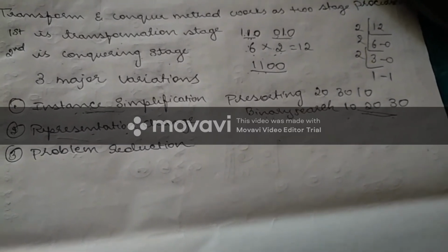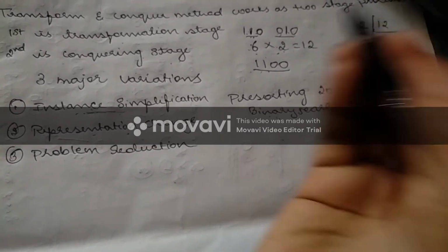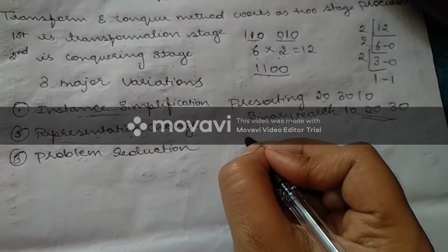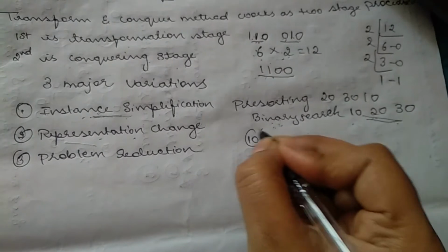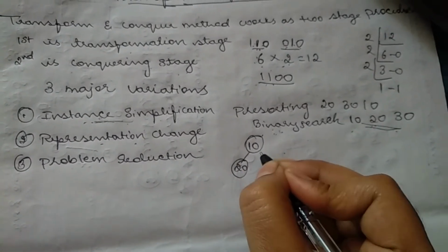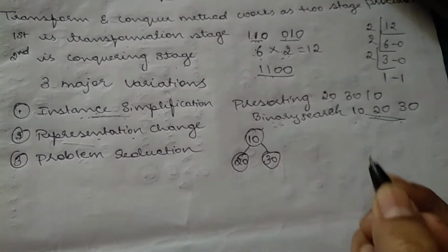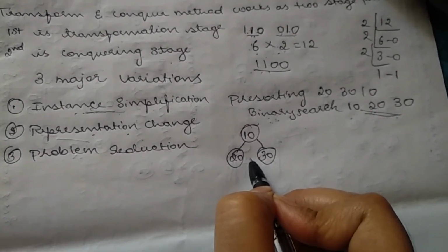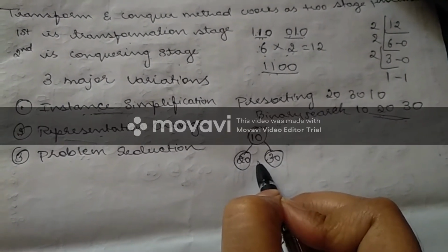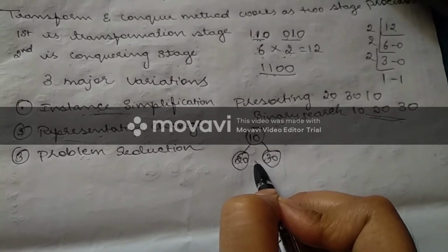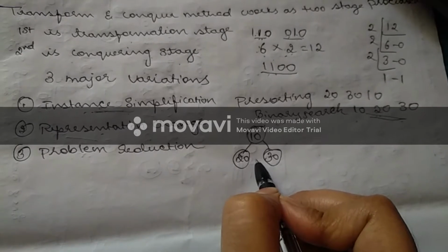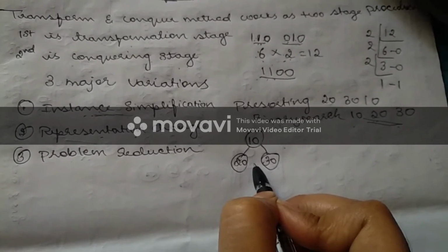For this one, usually we go with tree examples. Heap or heap sort is the best example. For this one, I'll just take some simple tree. See, 10, 20 and 30. This is the given problem instance. But here, if you want to construct a heap, you need to follow some rules. Always the root node should be higher than the leaf nodes for a heap.